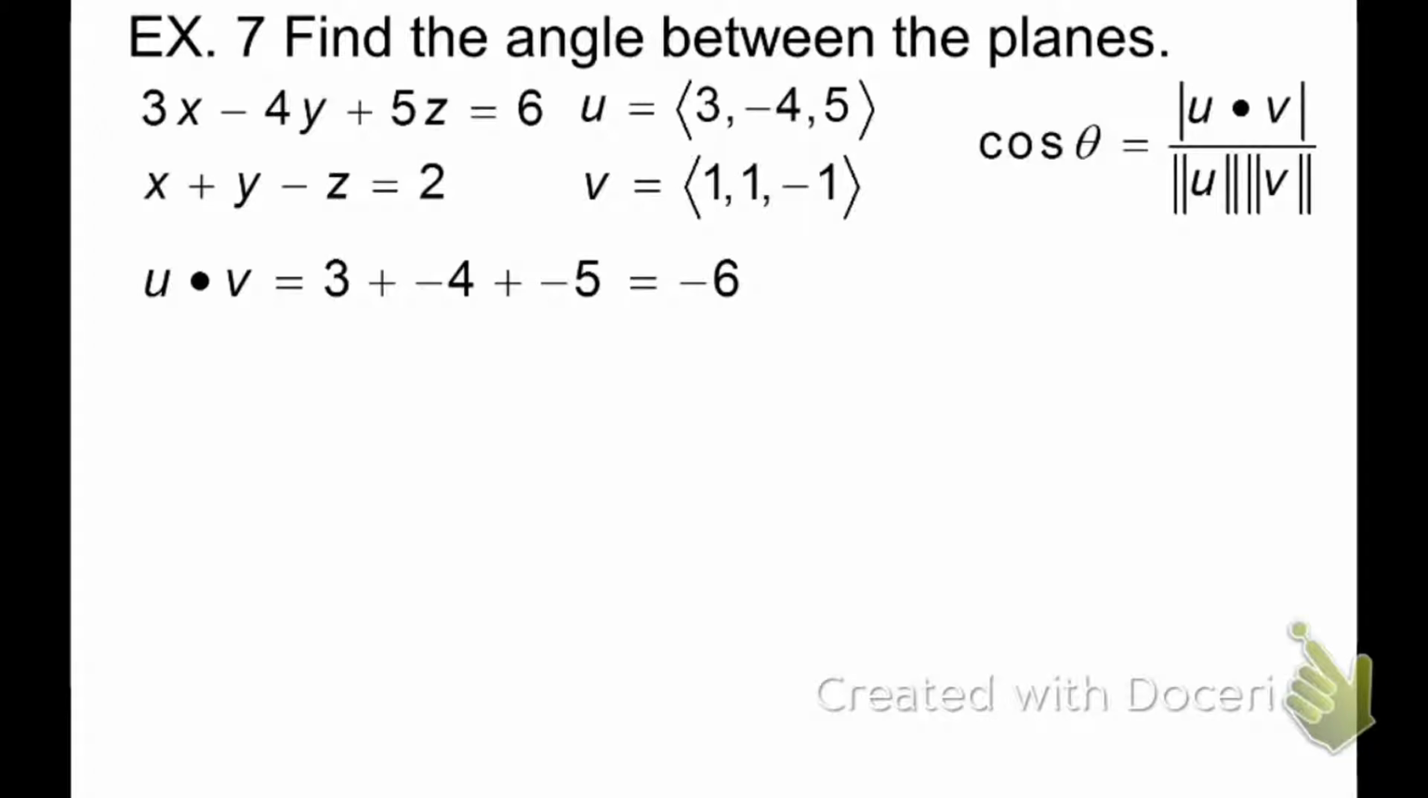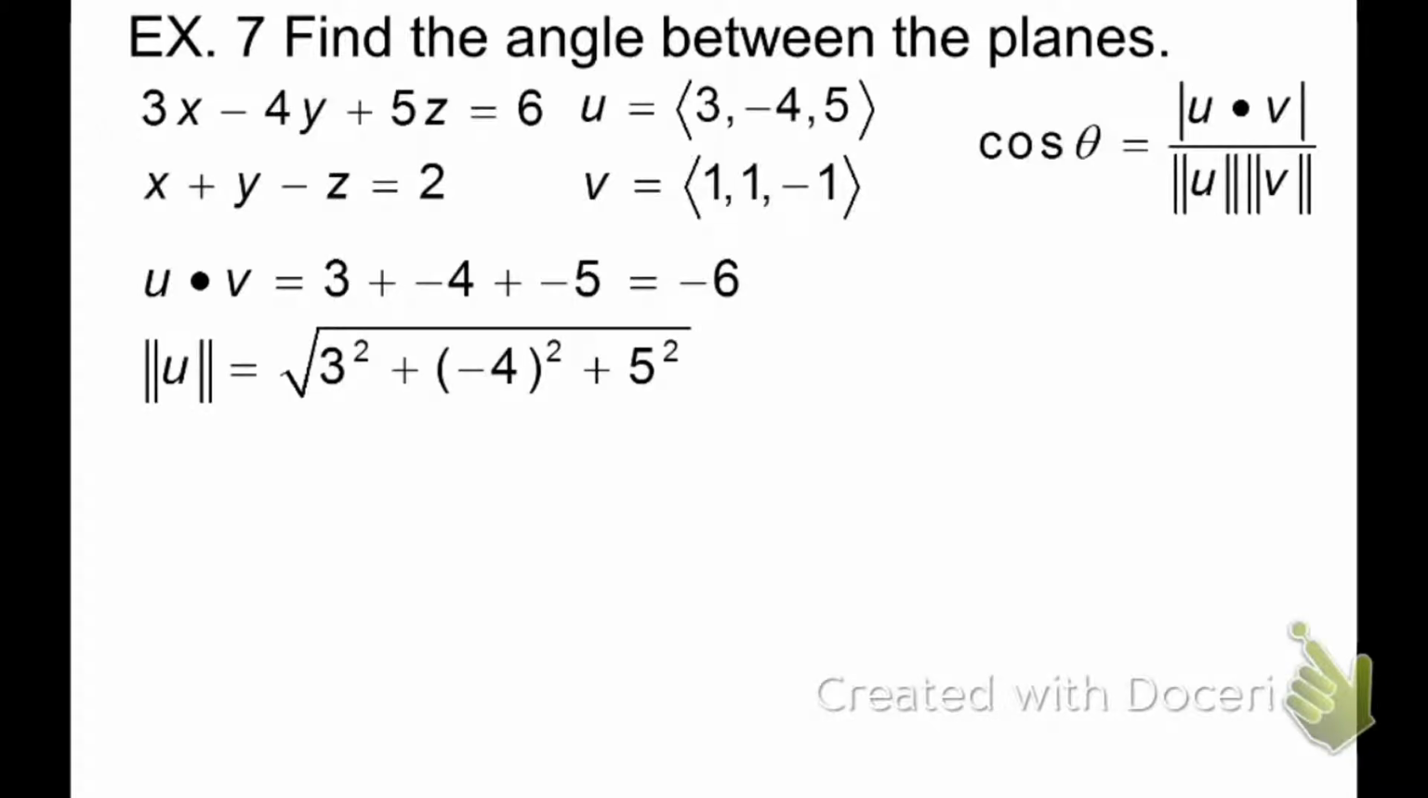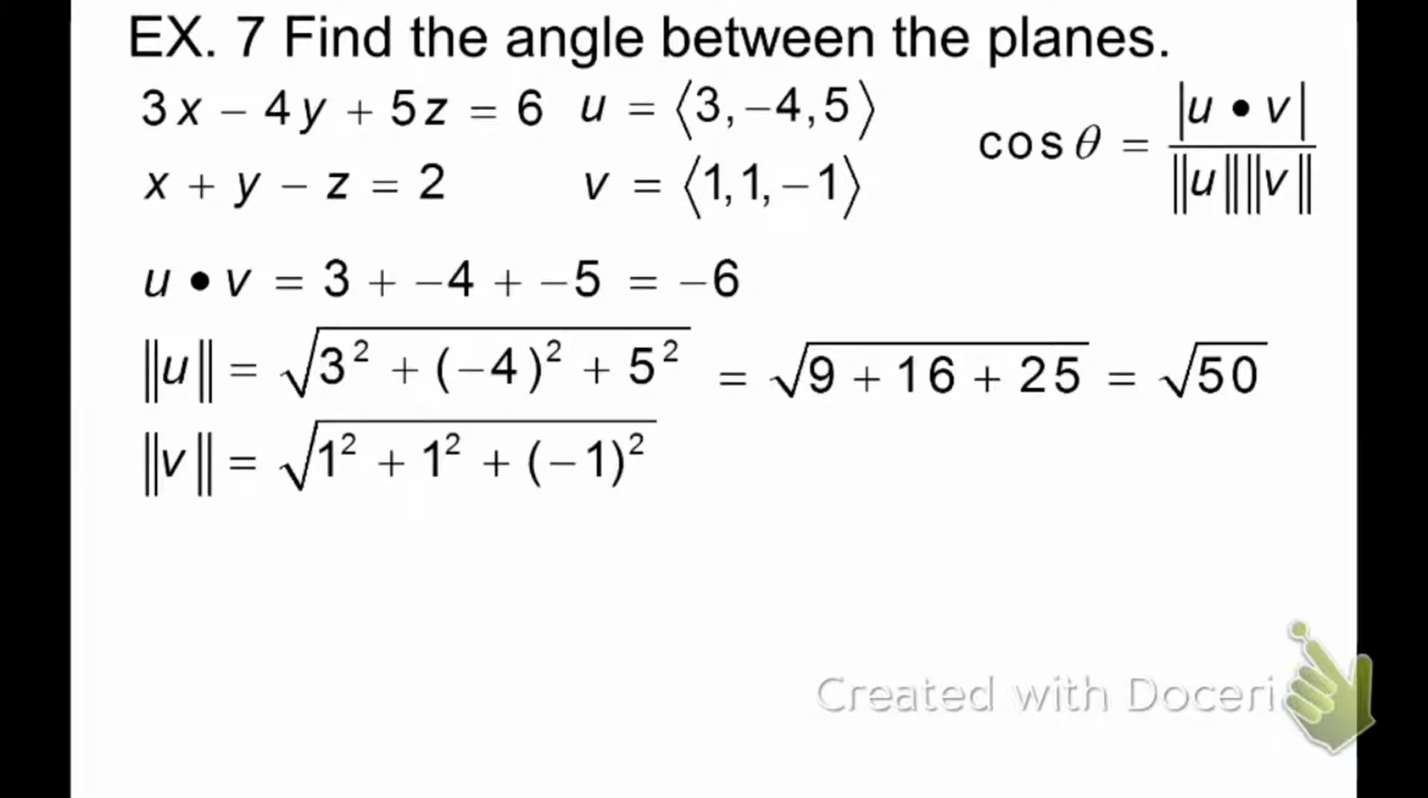We're going to do the magnitude of u, which will be the square root of 3 squared plus negative 4 squared plus 5 squared. So that's going to be the square root of 9 plus 16 plus 25, which is the square root of 50. And I don't need to simplify this radical because I'm going to plug it into a formula in a second. The magnitude of v is going to be the square root of 1 squared plus 1 squared plus negative 1 squared. So that's going to wind up being the square root of 3.